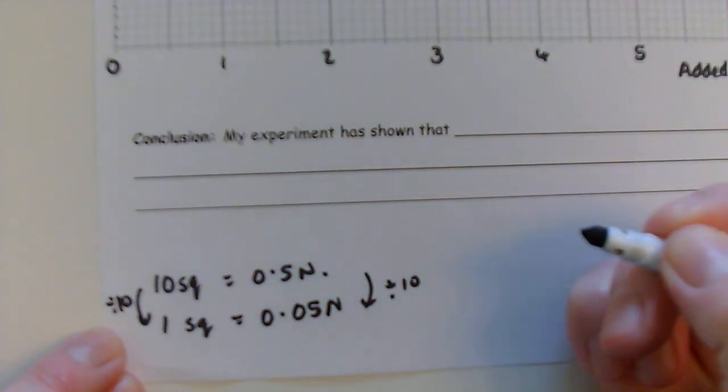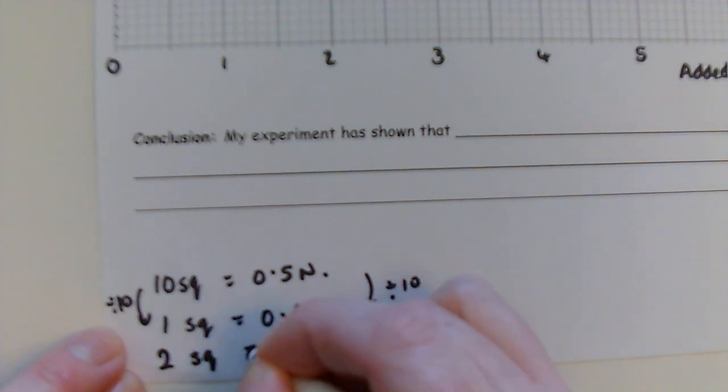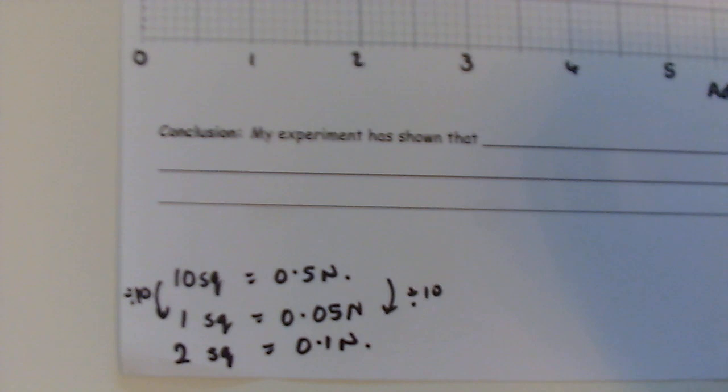So 1 square is equal to 0.05 newtons. Now that's really hard to work with. So let's think about it this way. 2 squares is double that, and that's 0.1 newton. So 2 squares on my y-axis is equal to 0.1 newton.